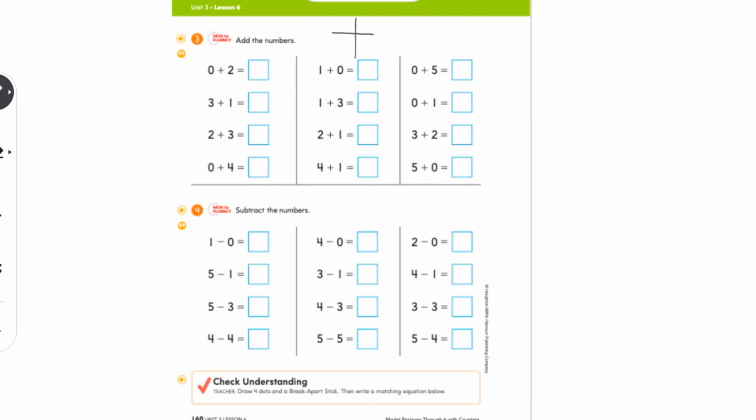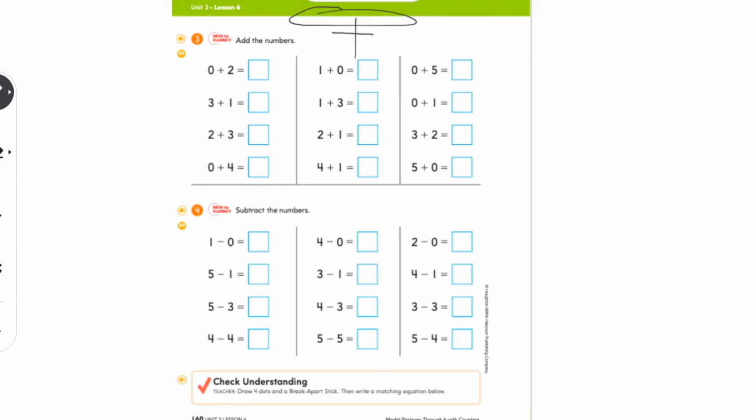When we add these signs together, we add them to make a bigger number. You can draw circles underneath. You can show them by representing them on your fingers, or you can count them in your brains. But look at the numbers. Take a look at the sign. It's adding those two numbers together. Write the answer in the box.